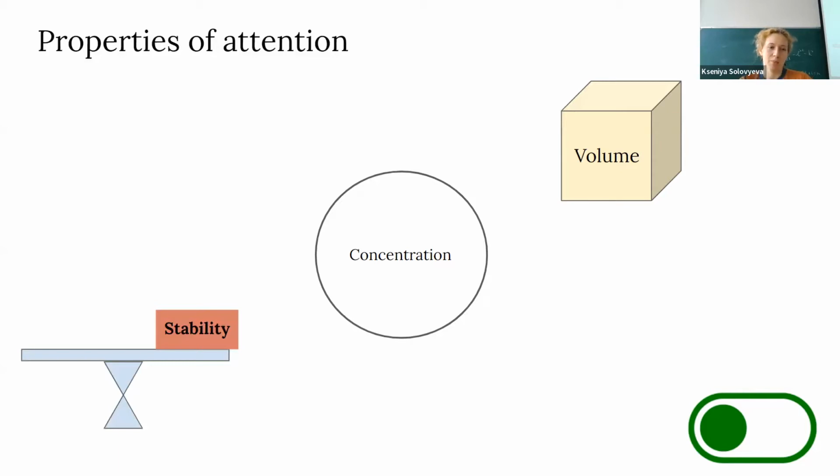Okay, so the next property is stability, and stability is connected with concentration, and stability means how much time you can hold a certain level of concentration. For example, maybe I have very good concentration, but just for a second. That's why it's quite hard for me to listen to the whole lecture.